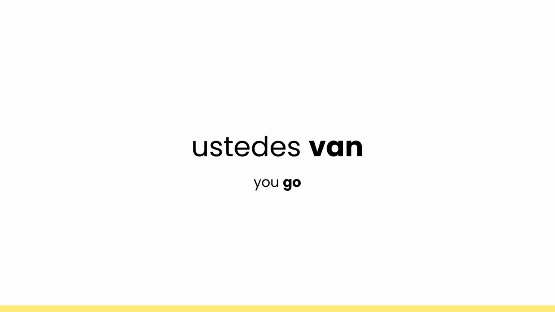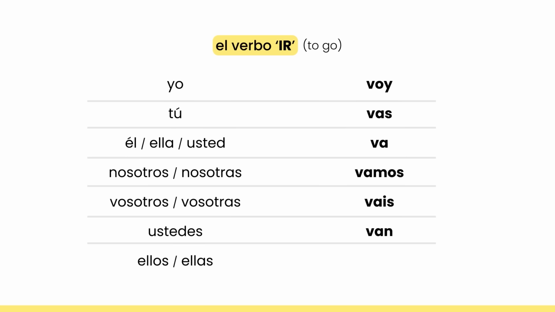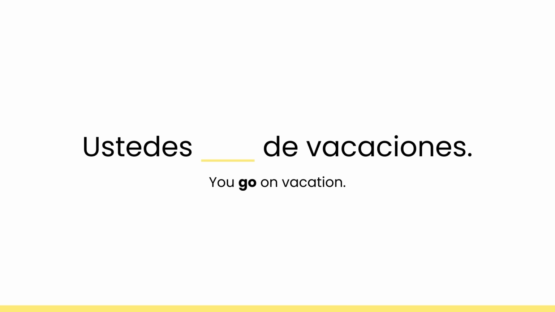Ustedes van. You go. So vosotros, vosotras vais, ustedes van. And vosotros or vosotras is used in Spain and ustedes is used in Latin America, or in Spain as a formal way of saying you. So for our example sentence we have Ustedes van de vacaciones. You go on vacation.